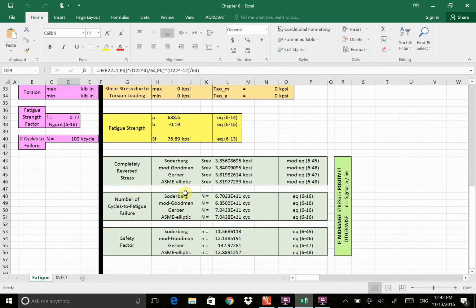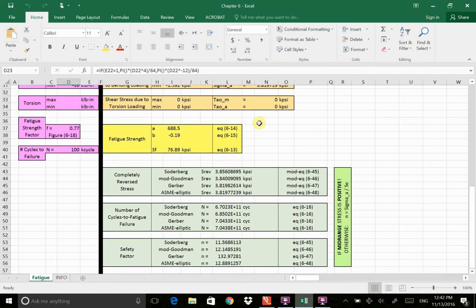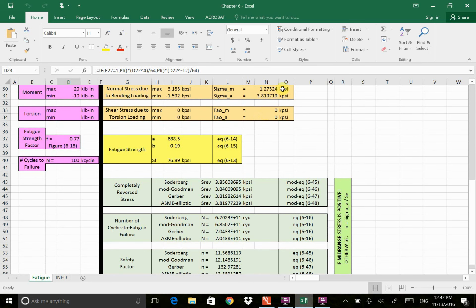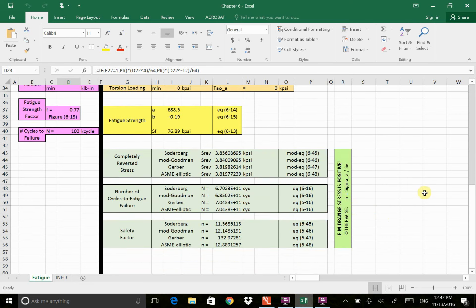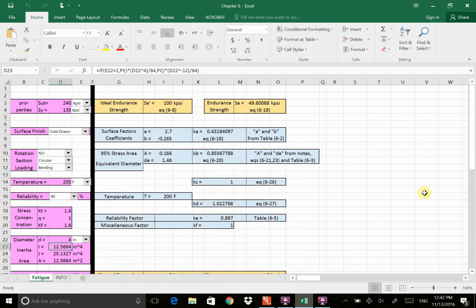In this example, we are just asked to find one line from this graph, this table, one from this one, and one from this. And all these things are valid when mid-range stress, sigma m, is positive, which is positive in this case. It is 1.2 kpsi. It's not, we had to use this equation. Okay, thank you.